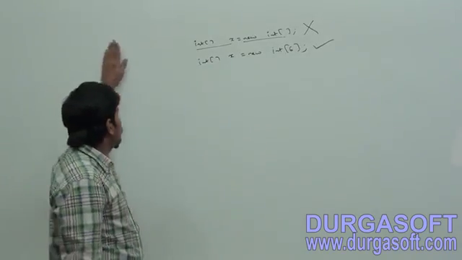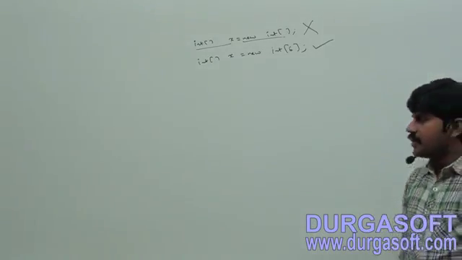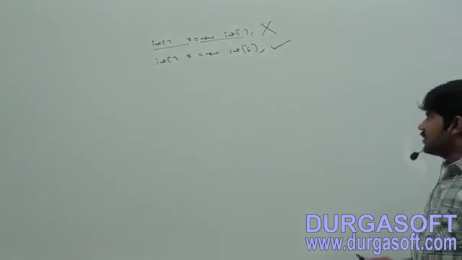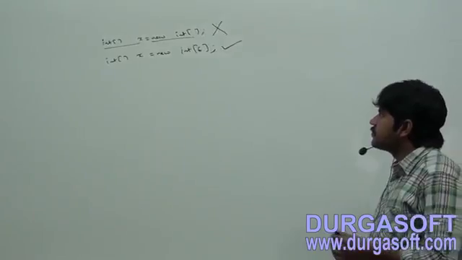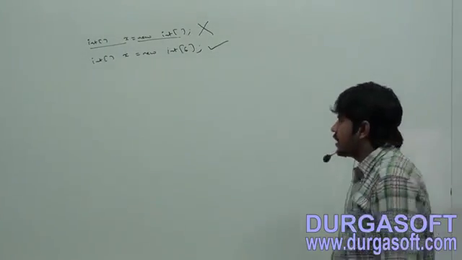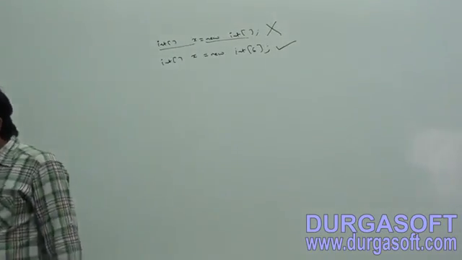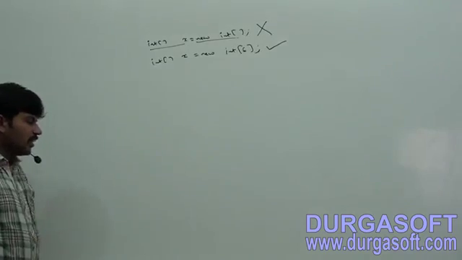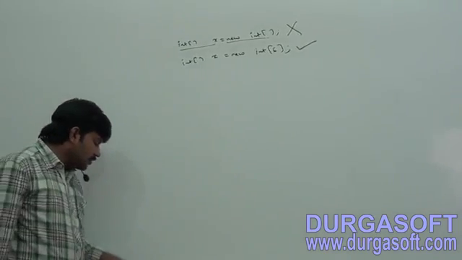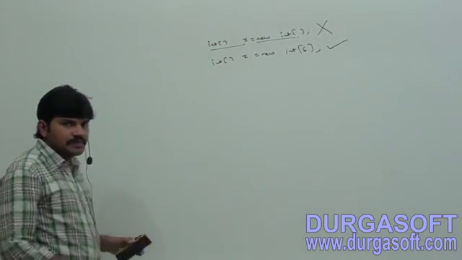Take these examples. int[] x = new int[] is invalid. int[] x = new int[6] is valid.